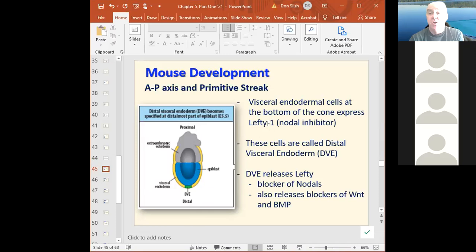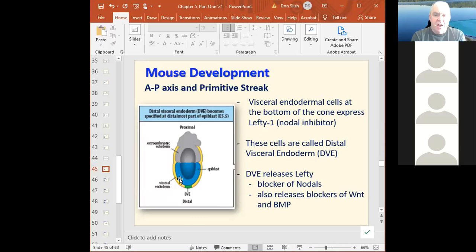Okay, Lefty is a nodal inhibitor. We've talked about Lefty before, I believe. So these start to produce Lefty, and Lefty blocks nodals. And the DVE is also going to start releasing other blockers, things to block Wnt and BMP. We'll talk about them in a second.